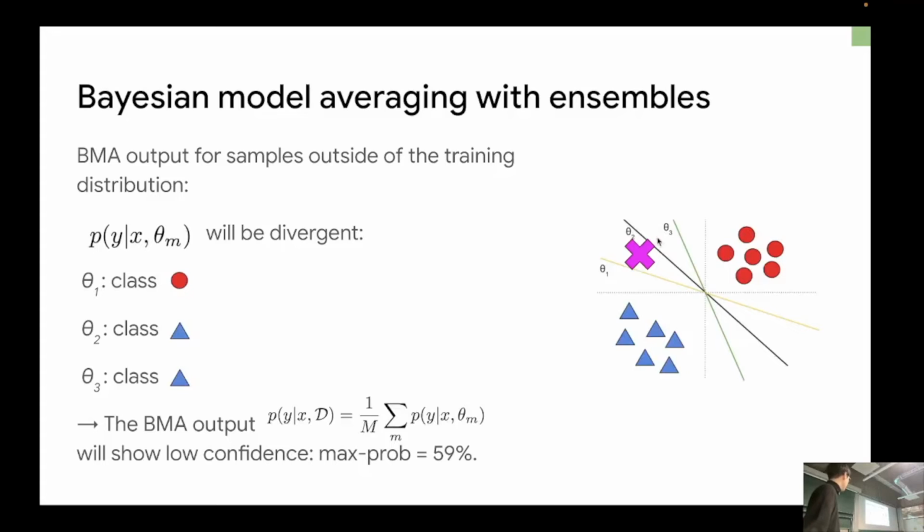But for this sample here, the ensemble of models will produce different labels. And so let's say the max probability for this sample will be 59%, which is quite low, because the max probability should be at least 50%. So it's only 9 percentage points above the random chance, or the worst case.